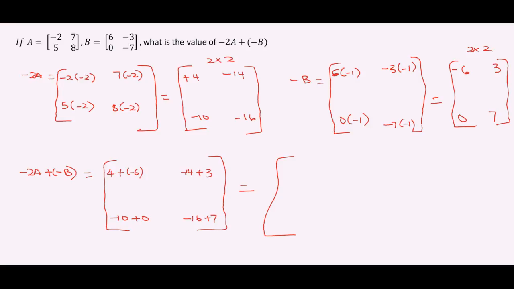So 4 plus negative 6, we get negative 2 over there. Negative 10 plus 0, we get negative 10. Negative 14 plus 3, negative 11. Negative 16 plus 7, we have negative 9. So this is our final matrix after applying negative 2A plus negative B.